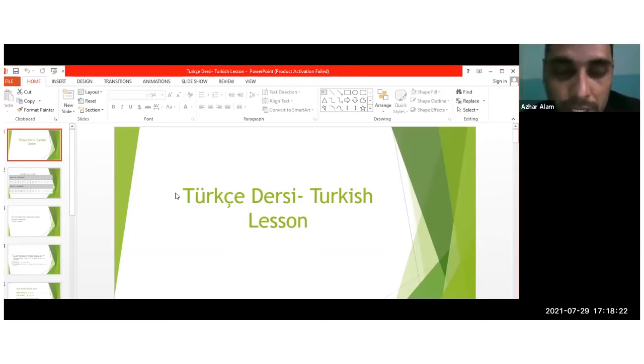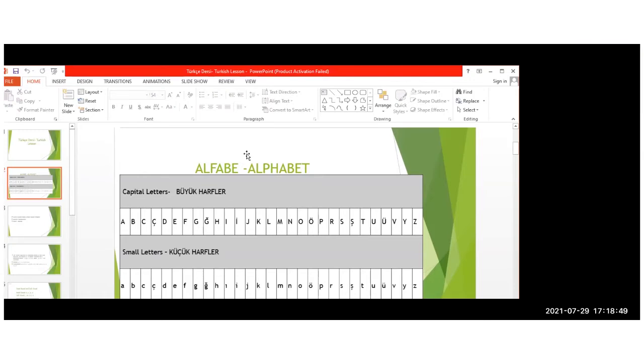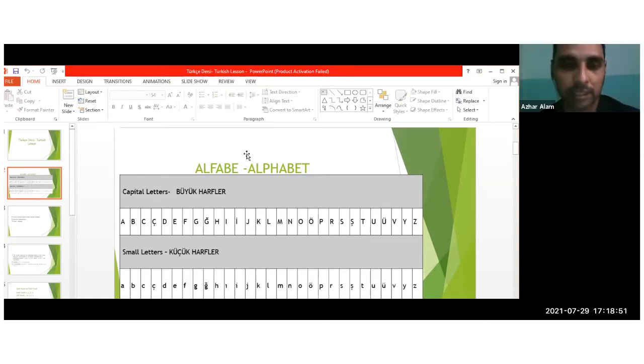So we have 29 letters in Turkish. Okay, let's tell you the letters. I have written the alphabet in English, and next to it, on the left side, it is the Turkish alphabet. So I want to tell you one thing here.